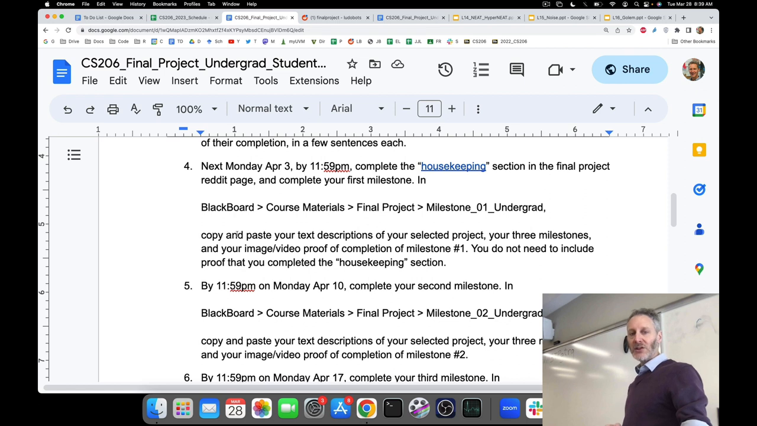In your Blackboard submission, you can copy and paste your sentences describing what your selected project is, or just tell us what it is, a short description of what your three milestones are, and submit links to the images or video proof of completion of milestone one. So Krishna or myself, when we're grading your first milestone, we will look at your submission, read what your project is, read your three milestones to make sure they're reasonable, and then we'll check your images and video to see that you actually prove to us that you implemented the first milestone. Straightforward.